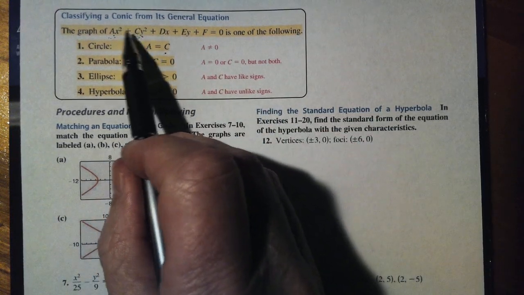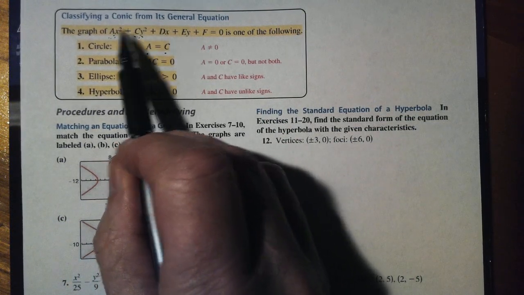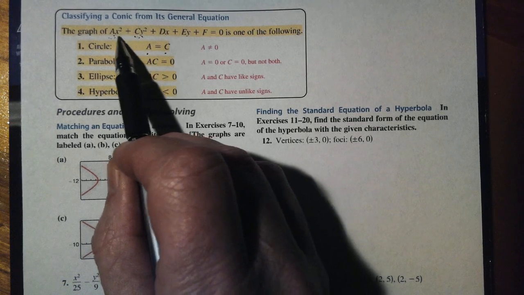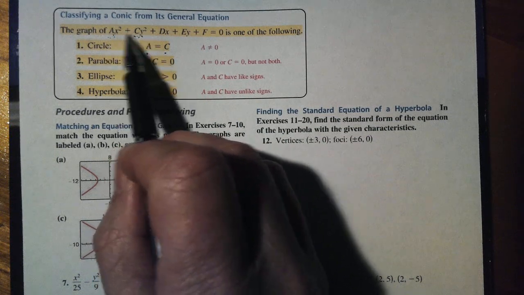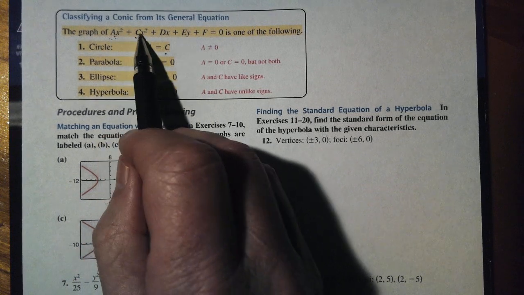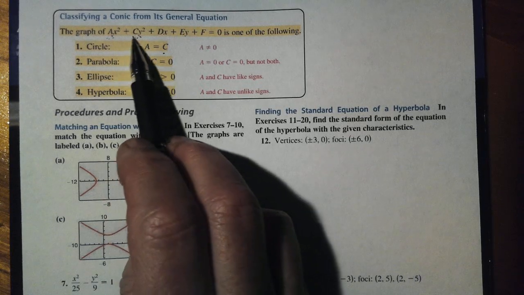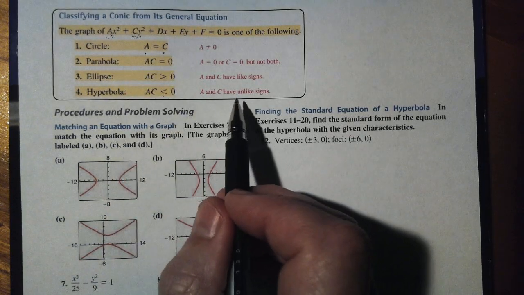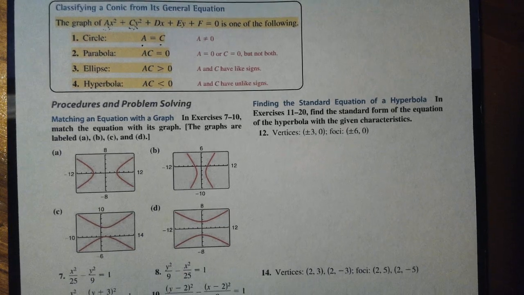If A and C have the same sign, in other words, if they're both positive or both negative, understand, if they're both negative, we can multiply both sides by -1 and make them both positive. So if they're both positive or both negative, then we have an ellipse. But if they're different, if one's positive, one's negative, therefore they multiply to be less than 0. If A times C is less than 0, which just means one's positive, one's negative, then we have a hyperbola in almost all cases. There is some exception, but for the most part, you can take that one to the bank.